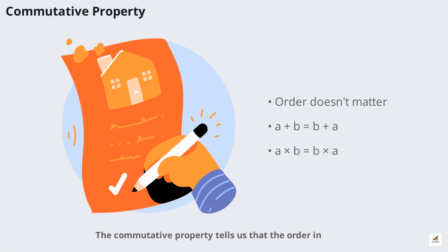Commutative property tells us that the order in which you add or multiply numbers doesn't affect the result. In other words, a plus b is the same as b plus a, and a times b is the same as b times a. This property is especially useful for simplifying calculations and rearranging terms to make problems easier to solve.